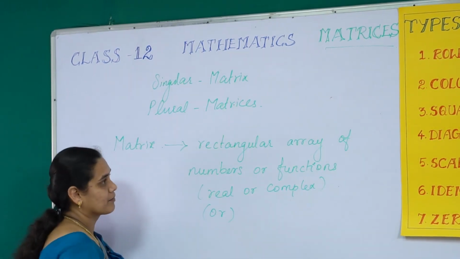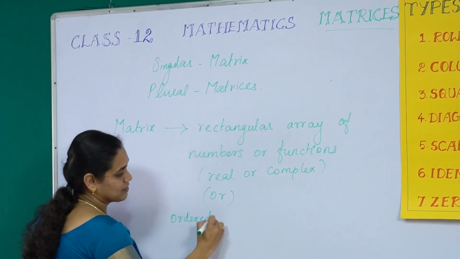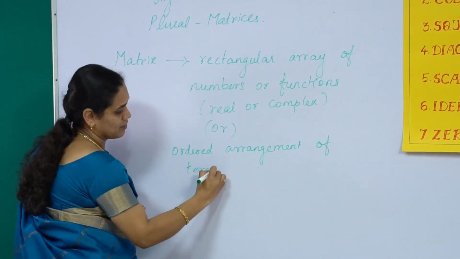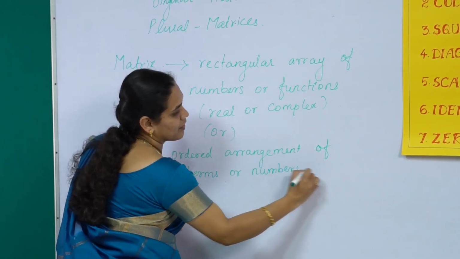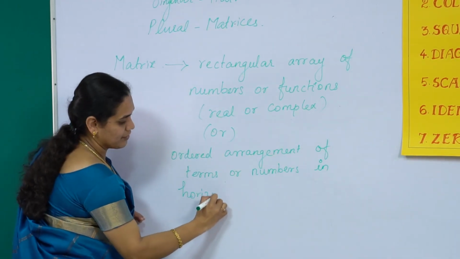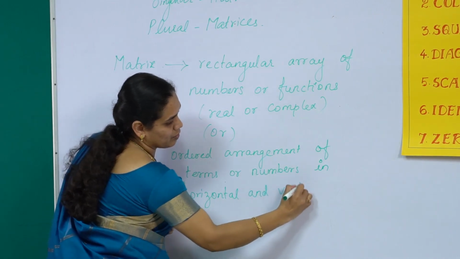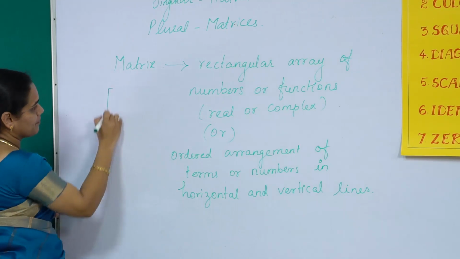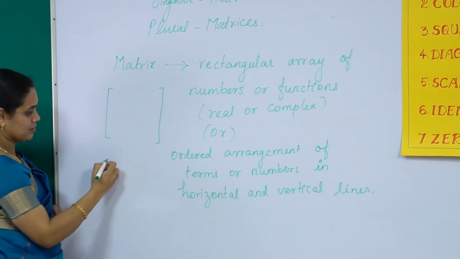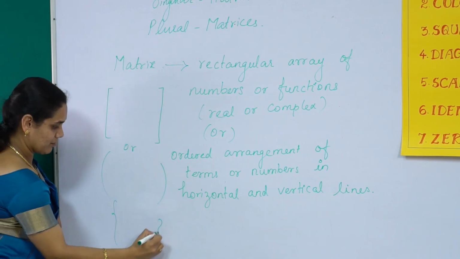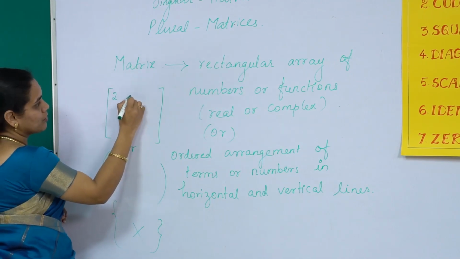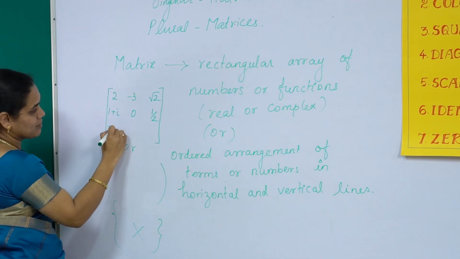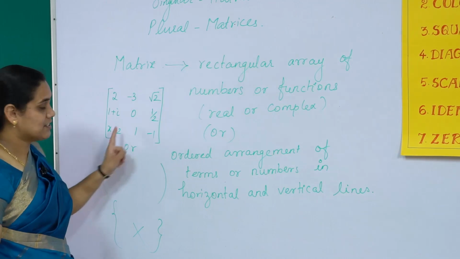Or in a simple way, we can define the matrix as an ordered arrangement of terms or numbers in horizontal and vertical lines. Okay. Let me give you an example for matrix. We can use this bracket or this bracket. We should not use this one. It's wrong. Okay. 2, minus 3, root 2, 1 plus i, or 0, 1 by 2, or x plus 2, 1, minus 1. See, this is a matrix.